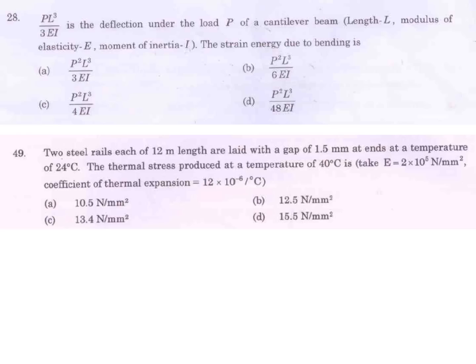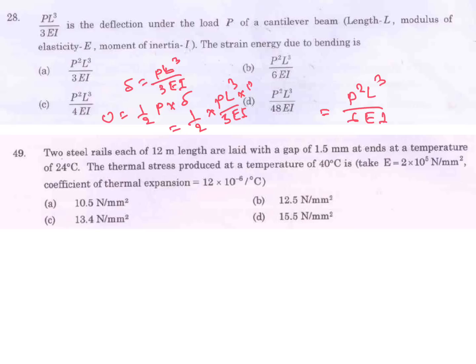Next, PL cubed by 3EI is the deflection under the load P of a cantilever beam of length L, modulus of elasticity E, moment of inertia I. The strain energy due to bending is how much? Deflection under load, strain energy already discussed. Delta is PL cubed by 3EI. Strain energy is half P into delta. So half into PL cubed by 3EI into P. Finally you will get P squared L cubed by 6EI. B is the answer.